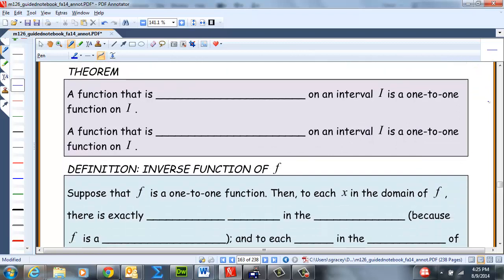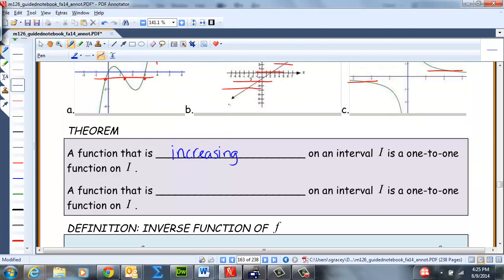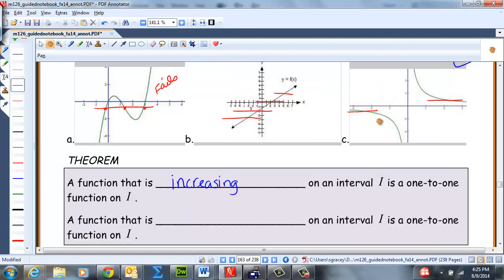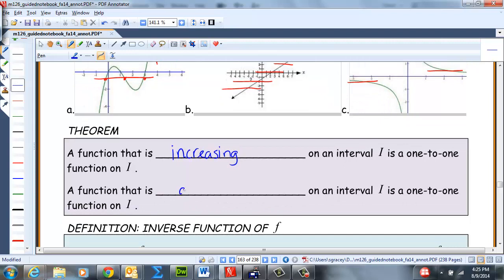Okay, here we go, a theorem. A function that is increasing on an interval I is a one-to-one function on I. If you take a look at this line here, do you see as we move from left to right, it's increasing, and it is one-to-one. Now, if you look here on this other graph, as you move from left to right, the graph is going down, and so it is decreasing. So the same will hold true.